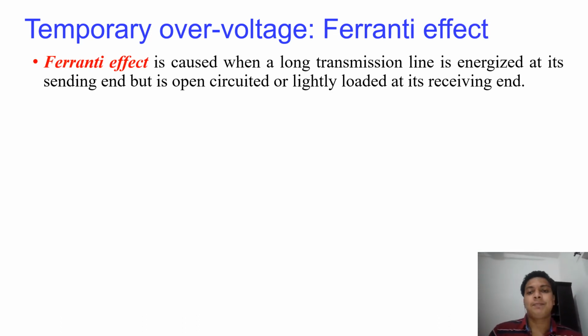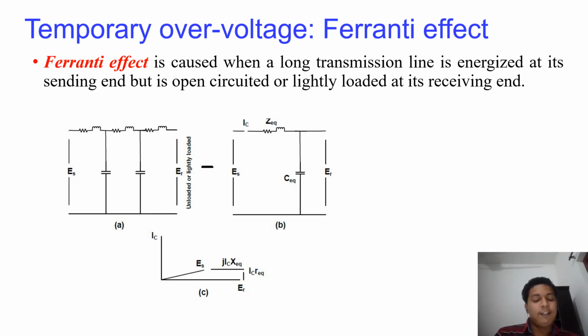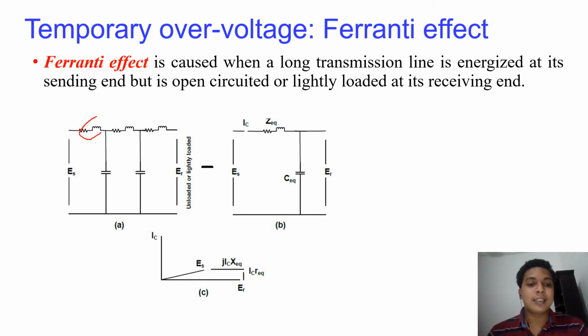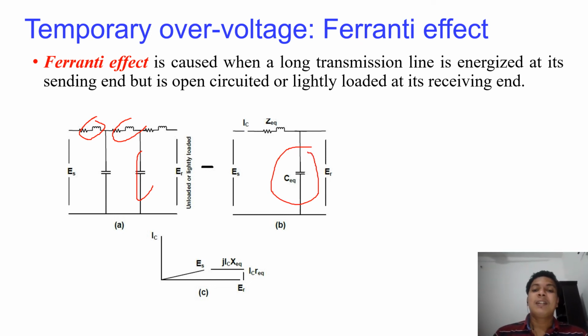Now let us see the Ferranti effect. The Ferranti effect is also quite similar to load rejection. Let me say your system is lightly loaded or unloaded. Under such a case, as I said, you have the line resistance and reactance, right? And you have the shunt capacitance also. The equivalent can be shown as here. So under light load or no load condition, what happens? In order to reduce the losses, our transmission line resistance and inductive reactance are kept small, right?